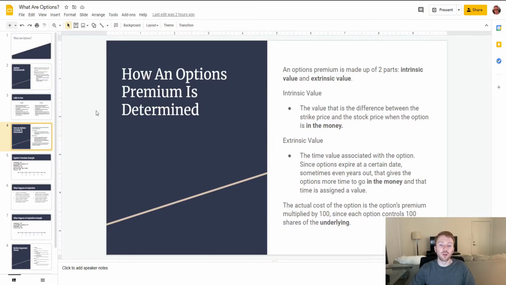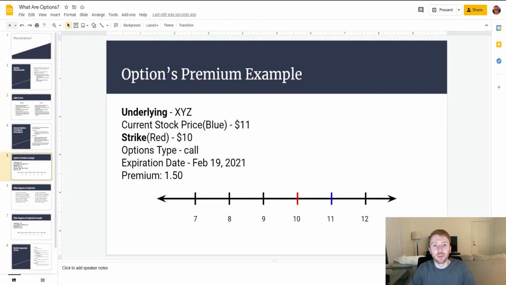It's also important to know that you're going to see an option worth something like $1.50. But since an option is a contract for 100 shares, you have to multiply that premium by 100, because that premium is applied to each share of those 100 shares. So let's look at an example of how we'll pick out the extrinsic and intrinsic value of the option's premium.